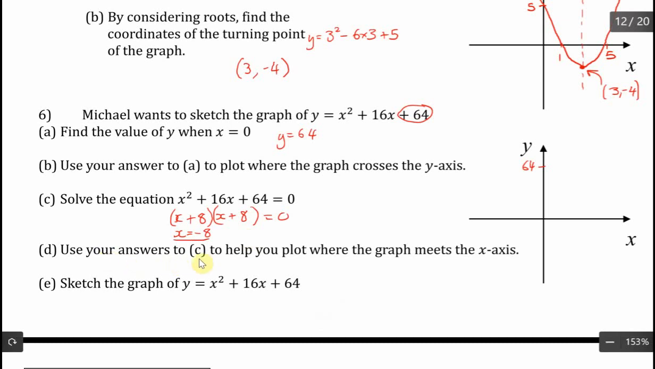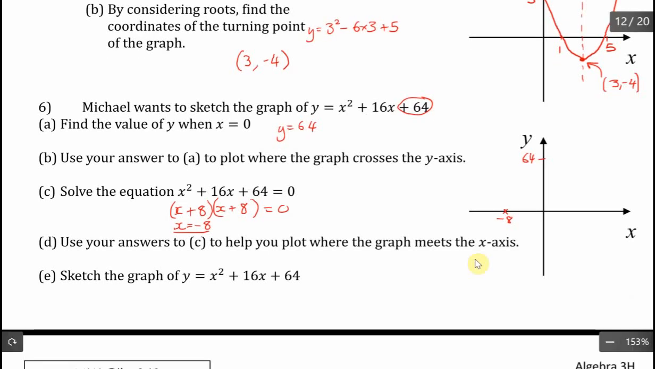Part D, use your answers to C to help you plot where the graph meets the x-axis. So it meets the x-axis, it doesn't cross it, it just meets it at -8. So it just sits on top of the x-axis. And finally we've got to sketch it. So it will look something like that.